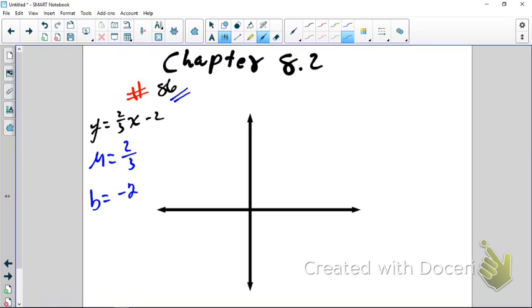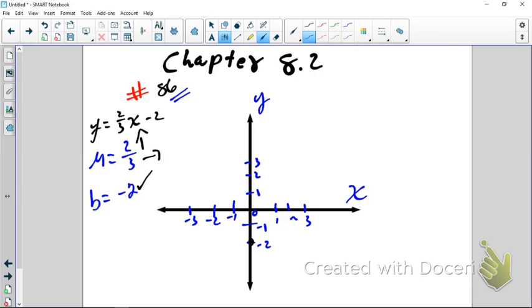So on this graph, don't forget y-axis, x-axis, -1, -2, 0, 1, 2, 3, -1, -2, -3, 1, 2, 3. And the way that we begin with this is by always making sure that we begin with our y-intercept that is located at -2. And from there we use the slope of rise over run. So I'm going to go up 2, to the right 3. So I go up 1, 2, to the right 1, 2, 3.